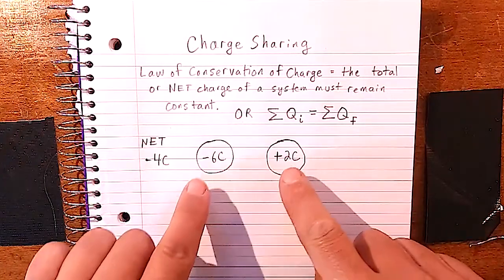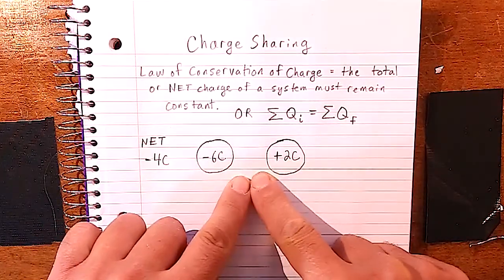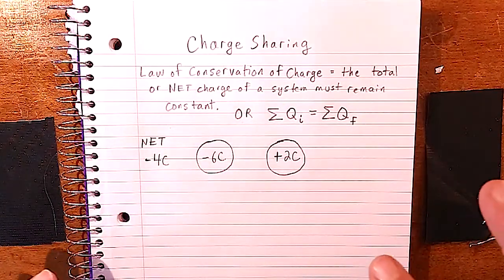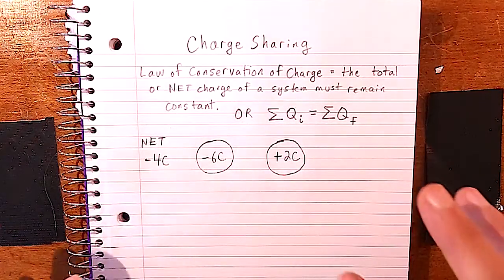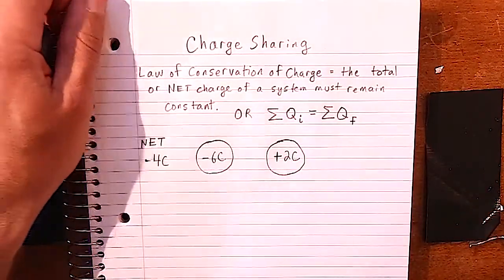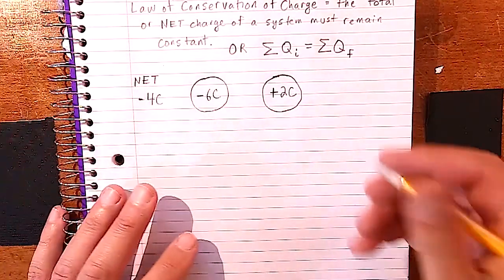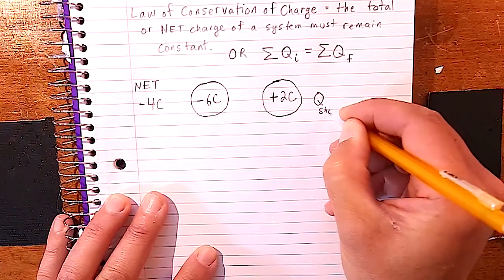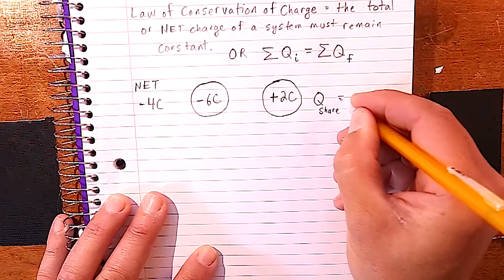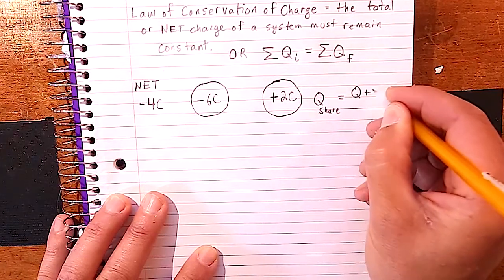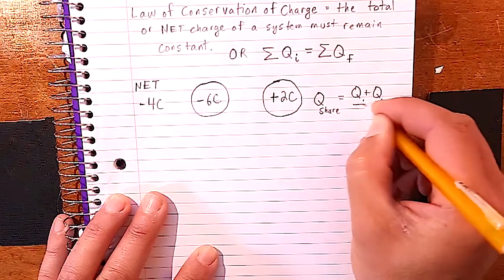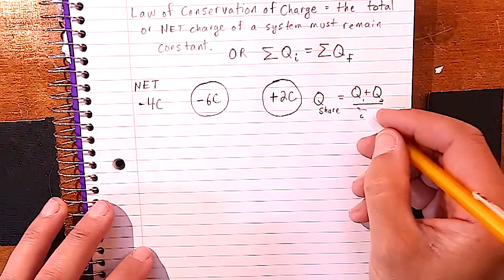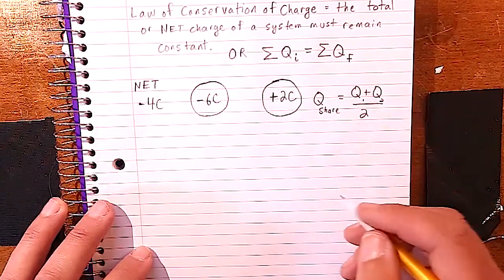Well, what happens if we take these two and we touch them together and then separate them? Remember that everything in charge wants to go to the lowest state possible. It wants to even out. So what's the evening out? Well, there's a formula for this, and it's not on the reference table. I write it this way. Q share, the sharing of the charge, is equal to charge 1 plus charge 2 divided by 2. In other words, it's an average of the two. If they did this with 3 spheres, it would be Q1 plus Q2 plus Q3 divided by 3.